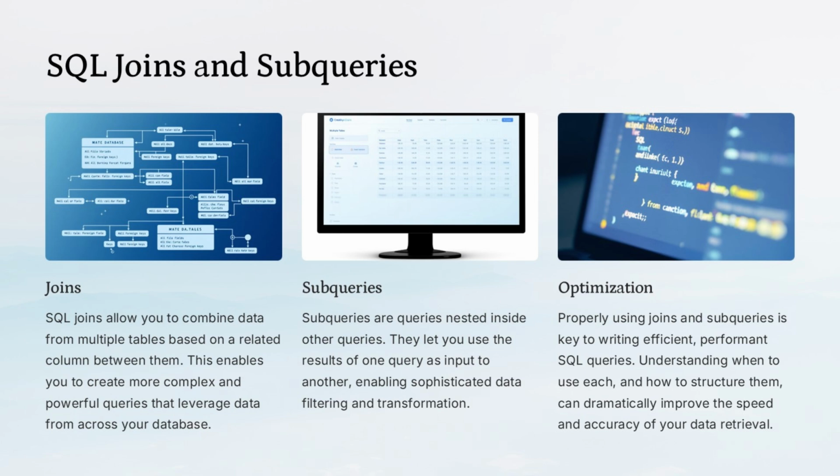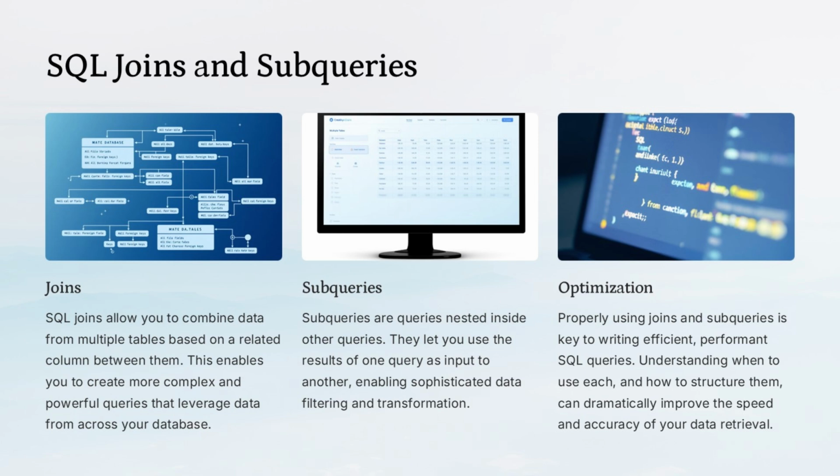SQL joins allow you to combine data from multiple tables based on a related column. This enables more complex and powerful queries that leverage data across your database. Subqueries are queries nested inside other queries. They let you use the results of one query as input to another. This allows for sophisticated data filtering and transformation. Properly using joins and subqueries is key to writing efficient, performant SQL queries.